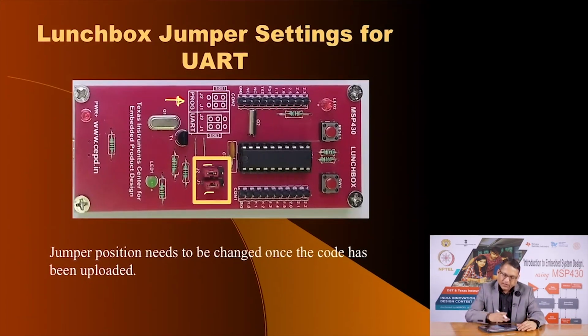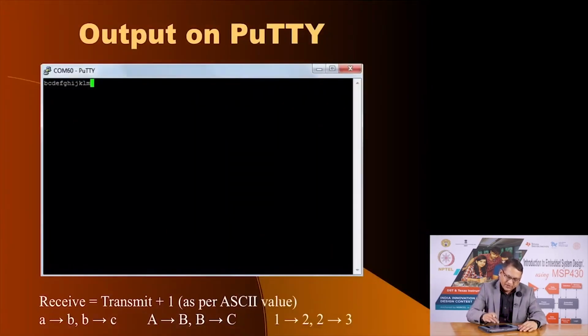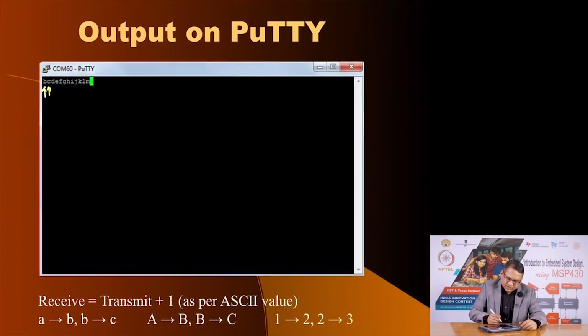And what do you do? You install a software called PuTTY. PuTTY allows you to select the baud rate and the rest of the data bits, and then when you have initialized it and when you transmit, this is what it receives. So, we sent A, we got B, we sent B, we got C, and so on. If you send a capital A, you will get capital B, and so on. If you send 1, you will get 2, and so on.